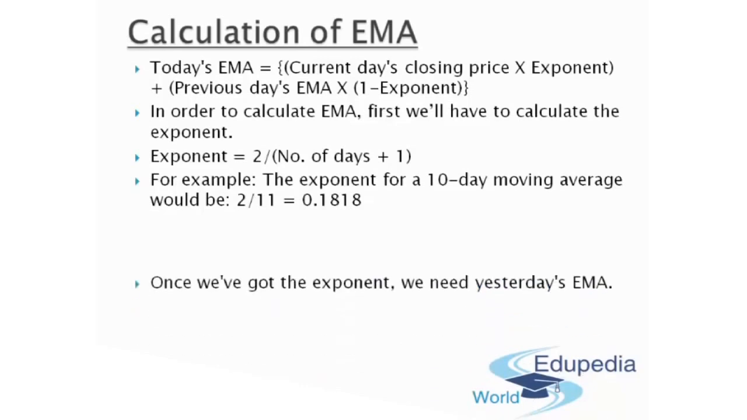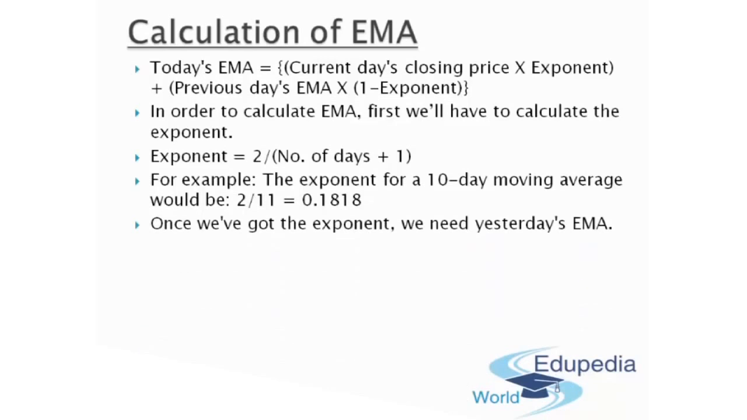So once we have the exponent, we need yesterday's exponential moving average. That's the only thing which will be required. So remember, the first data, or I'll say the first EMA, the first exponential moving average, or yesterday's exponential moving average, is nothing but the simple moving average of that many number of days.